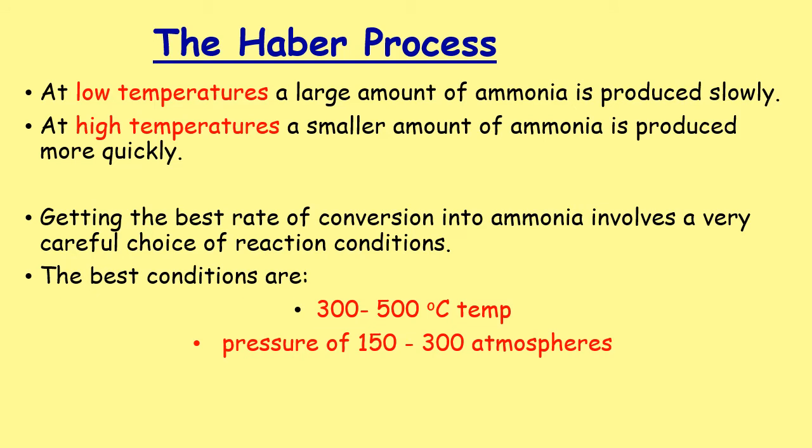The pressure of 150 to 300 atmospheres, that's a high pressure, and that also helps to make more of the ammonia and stops the production going backwards to make the nitrogen and hydrogen. So we have 300 to 500 degrees temperature, 150 to 300 atmospheres of pressure, and we use the iron catalyst. Now the catalyst is needed to make the reaction go as quickly as possible by lowering the activation energy.